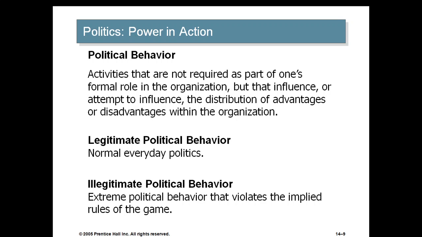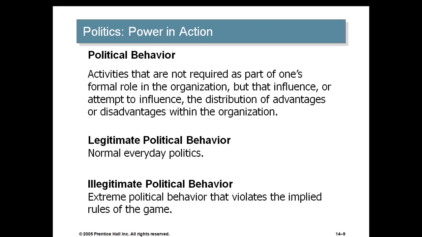Okay, legitimate political behavior, normal, everyday politics, but when is it illegitimate? Illegitimate political behavior is extreme political behavior that violates the implied rules of the game. Like when you are taking some critical, extremely strategic decisions, say for instance when you are inducting somebody into your board, it's a very important, very deterministic kind of decision. And when you bring somebody from your family or some of your friends or acquaintances, so that the decision by the board is falling in your favor as the founder or the CEO of the organization.